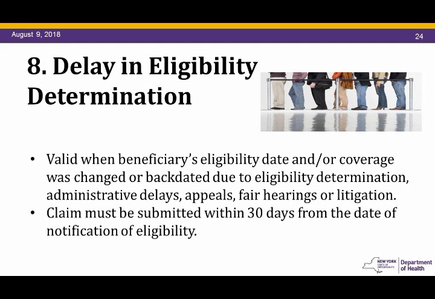8, delay in eligibility determination. This is valid when the beneficiary's eligibility date and/or coverage was changed or backdated due to eligibility determination, administrative delays, appeals, fair hearings, or litigation. Claims must be submitted within 30 days from the date of notification of eligibility.